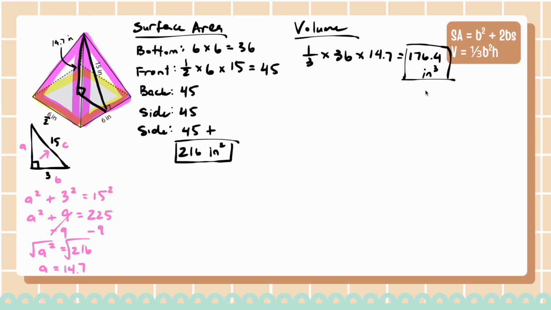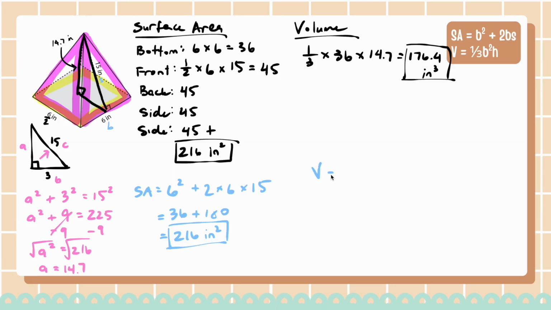Now let's try applying these formulas. So starting off with surface area, I need to label my B and my S. So here in this case is my B, and then the slanted part right here is going to be my S. Plugging that in is going to get me B squared, which is 6 squared, plus 2 times 6 times the slant, 15. And if I simplify, 6 squared is going to get me 36, plus all of this multiplied is going to get me 180. And adding these two is going to get me 216 inches squared. And that's the surface area.